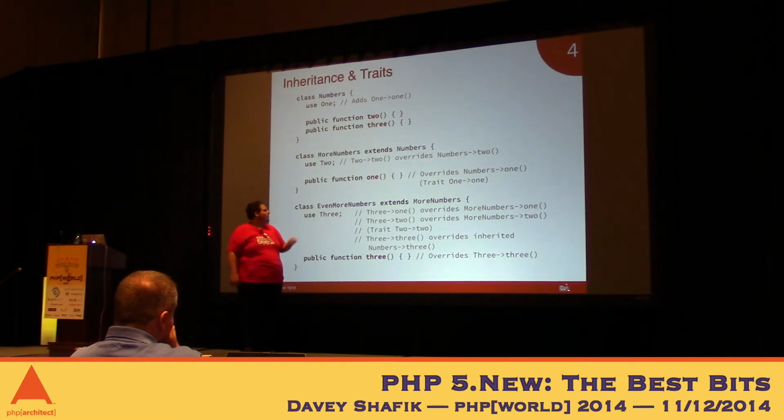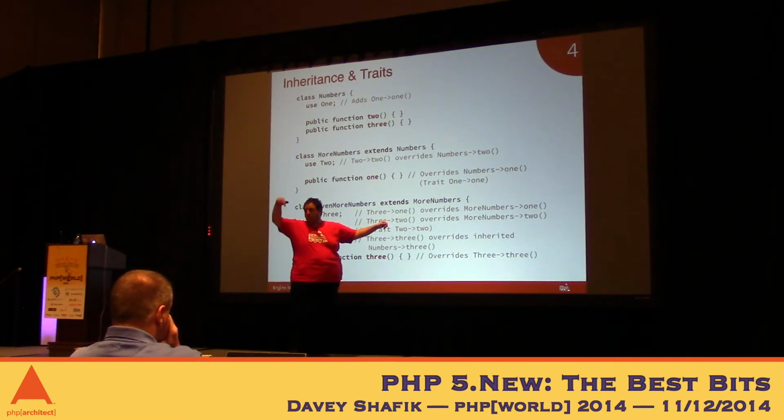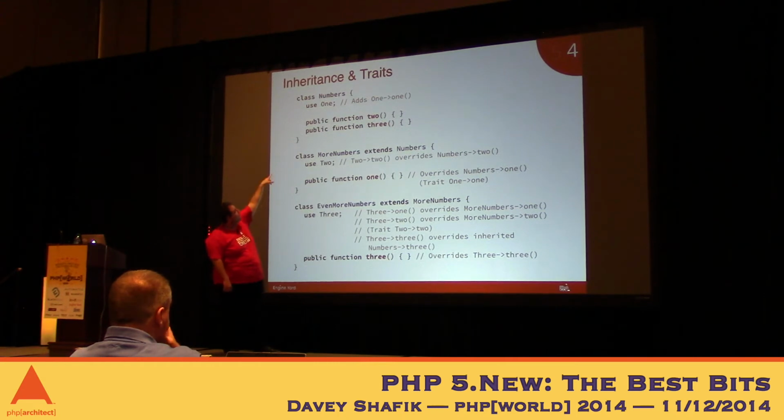This one, even more numbers, extends more numbers, use 3. So bear in mind, 3 is comprised of 1 and 2 already. I know this is a little hard to follow, but 3's 1, which was brought in from the 1 trait in the first place, overrides the 1 here, because this is the last one in our inheritance chain. 3's 2 overrides 2 that came from the 2 trait. 3's 3 overrides the inherited 3 from the first one. And then we define it here, and it overrides the trait. Okay.